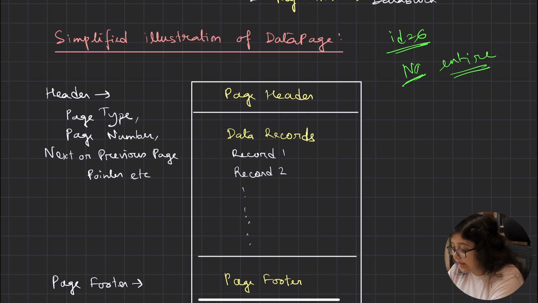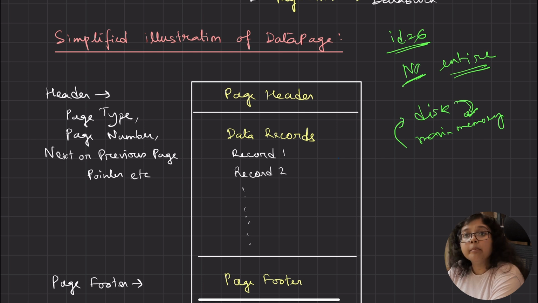And after that, again, you have to bring it back to the disk from main memory. Okay. So the process is, you are first bringing the entire data page from disk to main memory, and then you are working on that particular record of the data page, and after completion of the work you are sending it back to the disk from main memory.